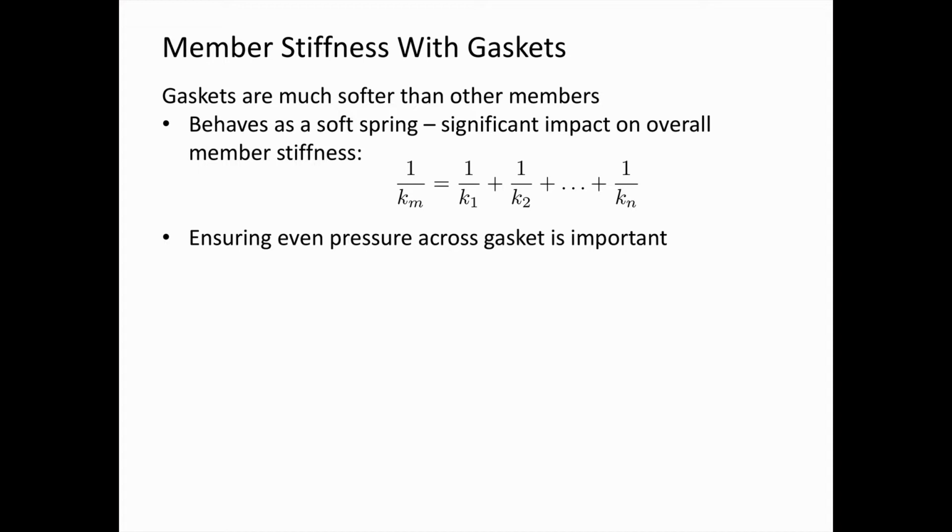One important consideration in designing a gasketed joint is to help ensure that there is even pressure across the gasket. This will help seal the joint better. If we have too few bolts, then at portions of the joint that are far away from bolts may not have enough pressure to maintain a seal.